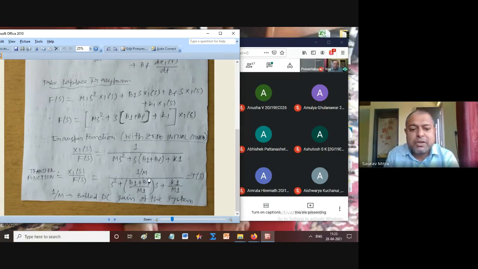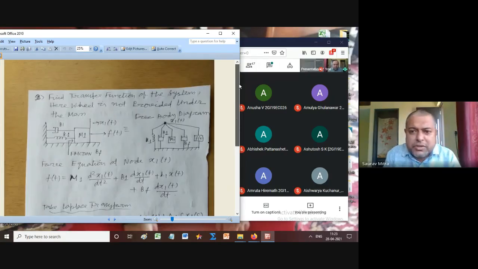So s square, here I have divided the numerator and denominator. In the previous case it was only B1 s. I have divided the numerator and denominator by M1, but I have written M here, so make it M1. A little bit of mistakes has happened on my part, please take care. So this should be 1 by M1, over s square plus (B1 plus BF) over M1 into s. So this part is the only difference in this case.